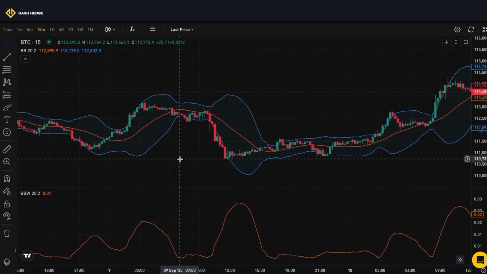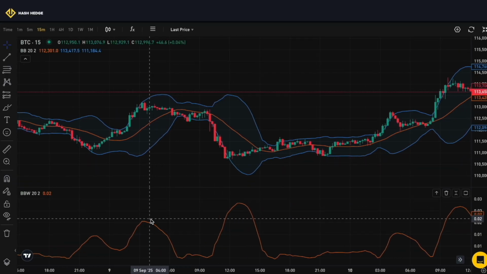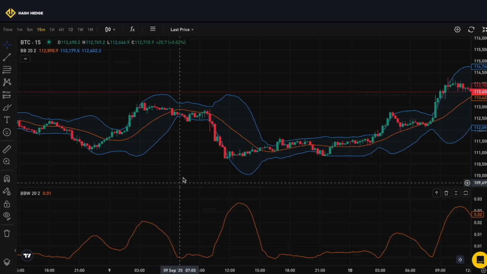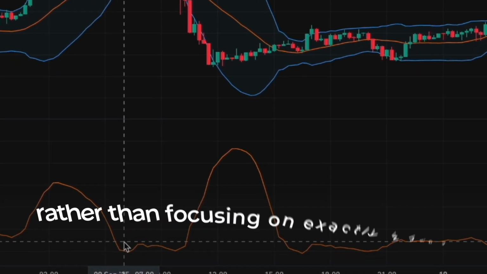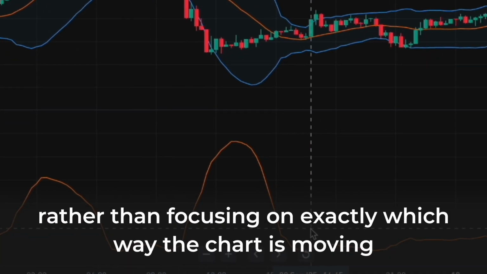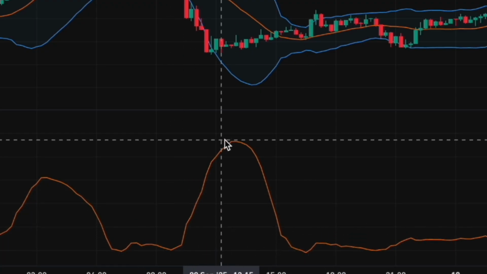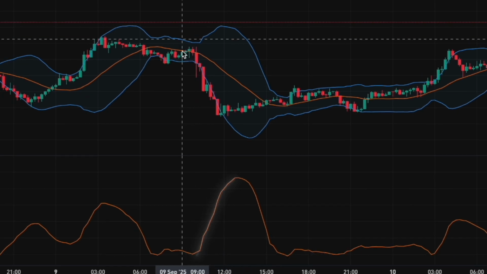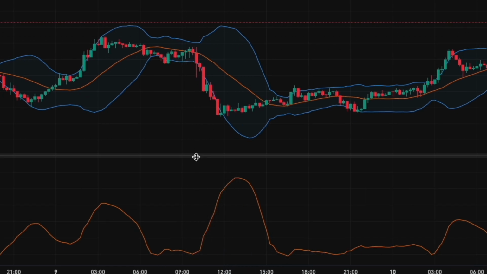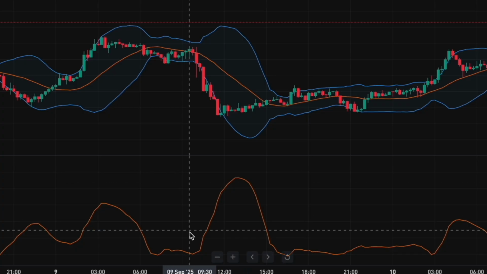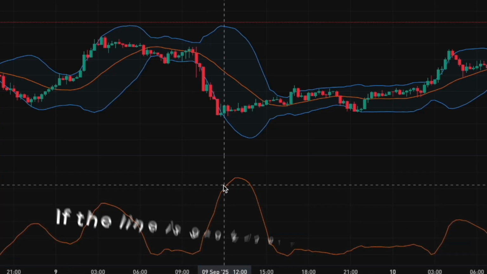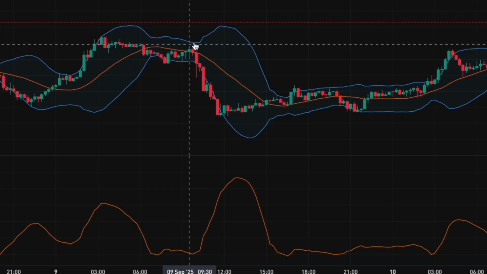Therefore, I can recommend to both beginners and experienced traders a few important points about the strategy to cover before you start testing. First of all, if you use the indicator and channel width, don't focus on exactly which way the chart is moving. That is, if the width chart grows, it doesn't mean that the price chart will grow as well. The line of this indicator shows only the level of volatility. If the line is growing, it means that the volatility in the market is growing. It can be either up or down.